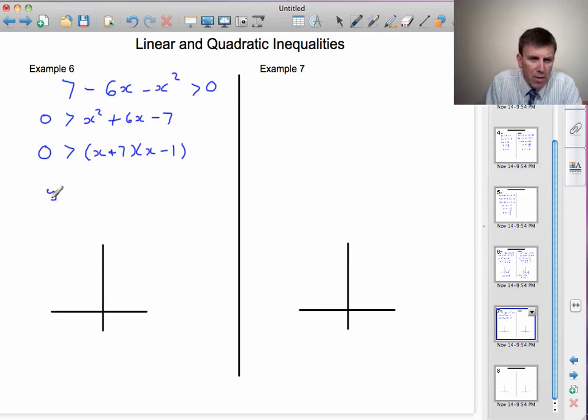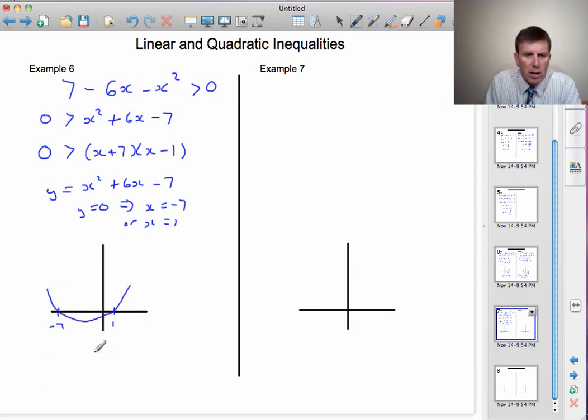And now I want the graph of y equals x squared plus 6x minus 7. From the factorisation, I can see that y equals 0 implies that x is minus 7, or x is equal to 1. Let's mark that on the graph: 1 and minus 7. Now I've got the graph with positive x squared, so it looks like that.